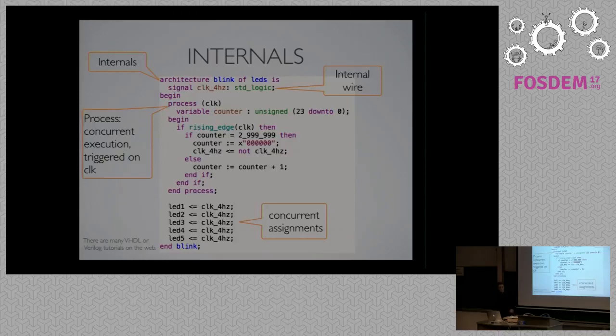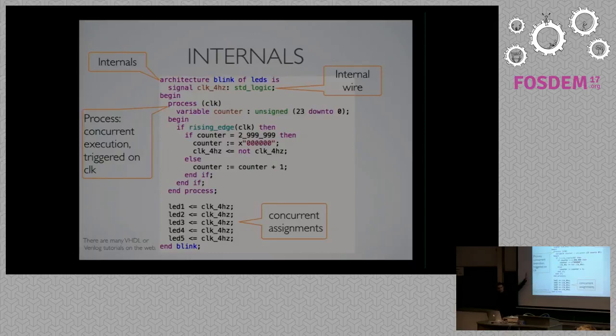You have to know that in any hardware description language, everything is parallel. So this executes at the same time as this one, this one, this one, this one, and the process executes at the same time as this one. Everything is parallel, except that within the process, execution is sequential. So this is not a complete tutorial about VHDL. It's just a view of how it's done.